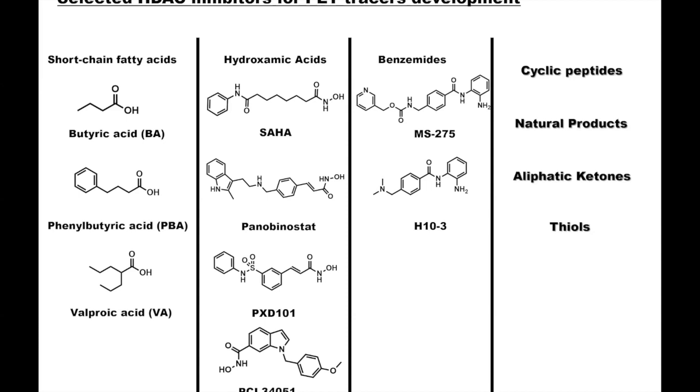For chemistry, we start with known HDAC inhibitors. There are four big families of reported HDAC inhibitors: short chain fatty acids, hydroxamic acids, benzamides, or some bigger molecules, including peptides, natural products, or some ketones. But we know that these big structures may not have very good brain penetration. So we didn't test these kinds of families.